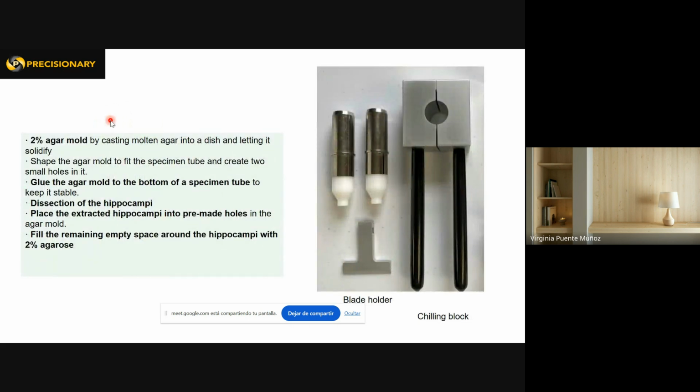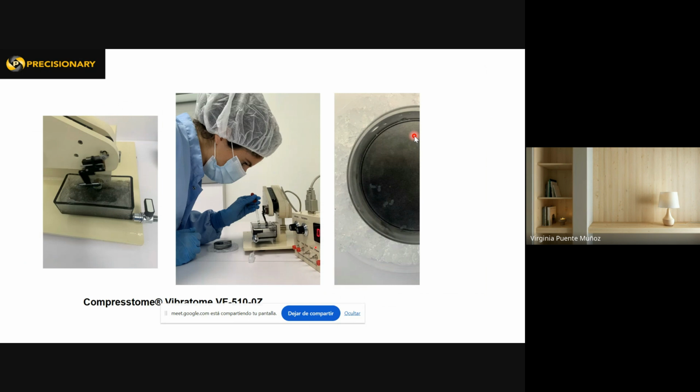Once we place the extracted hippocampi into the pre-made holes in the agar mold, we fill the remaining empty space around the hippocampi with 2% agarose. And we chill the specimen tube with the samples with a chilling block, which is also provided by Precisionary Instruments. Once we have the specimen tube ready for being introduced into the compresstome, we start slicing.